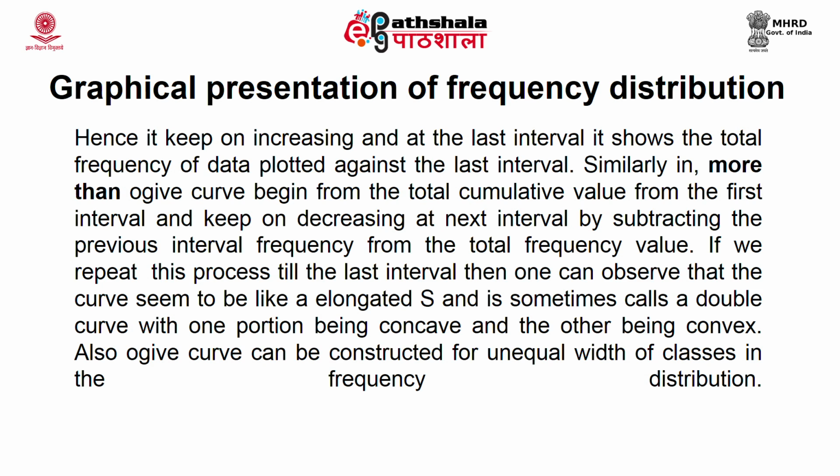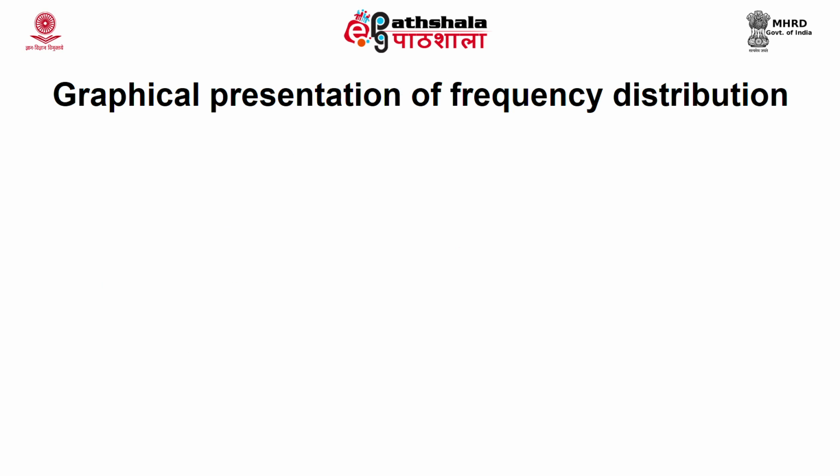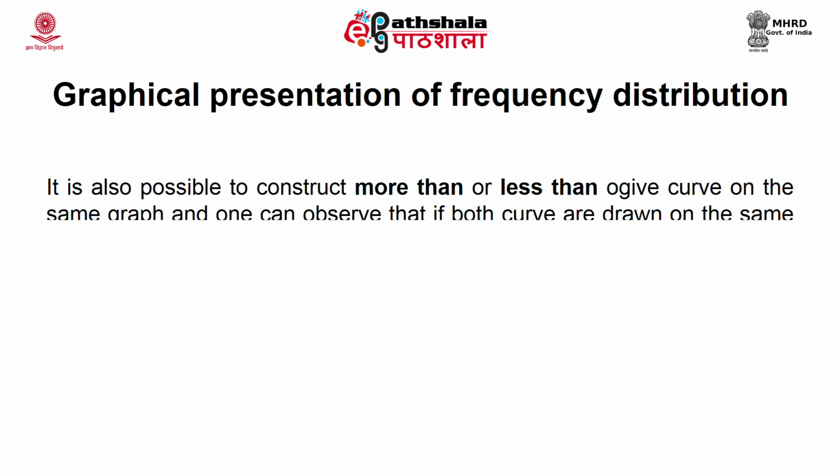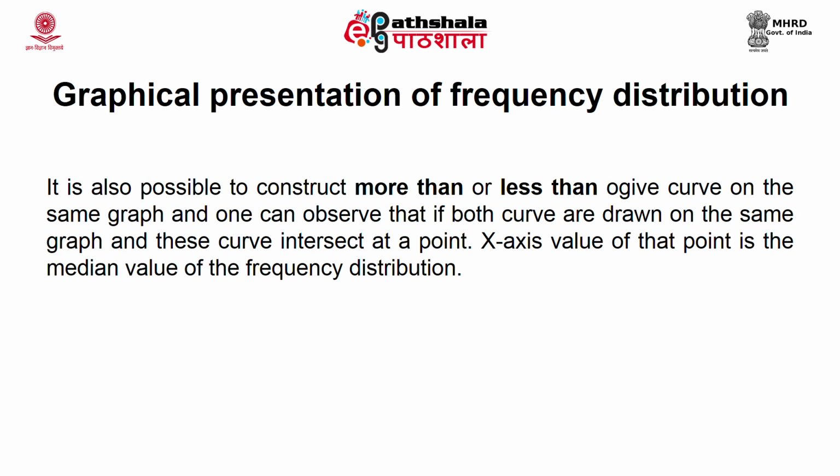Also, an ogive curve can be constructed for unequal widths of classes in the frequency distribution. It is also possible to construct more than and less than ogive curves on the same graph, and one can observe that if both curves are drawn on the same graph and these curves intersect at a point, the x-axis value of that point is the median value of the frequency distribution.